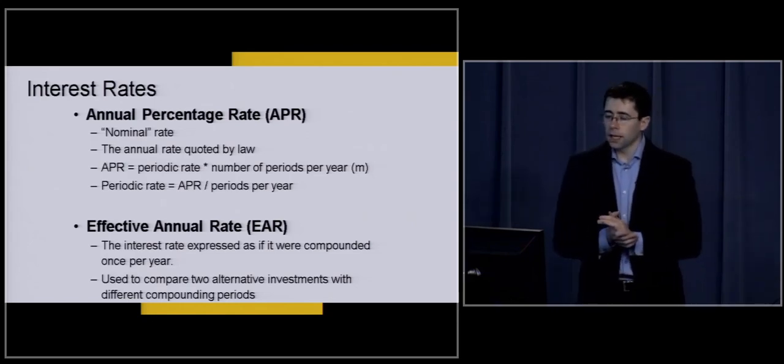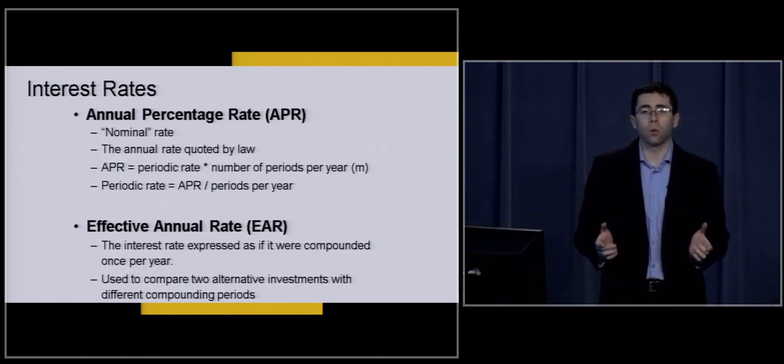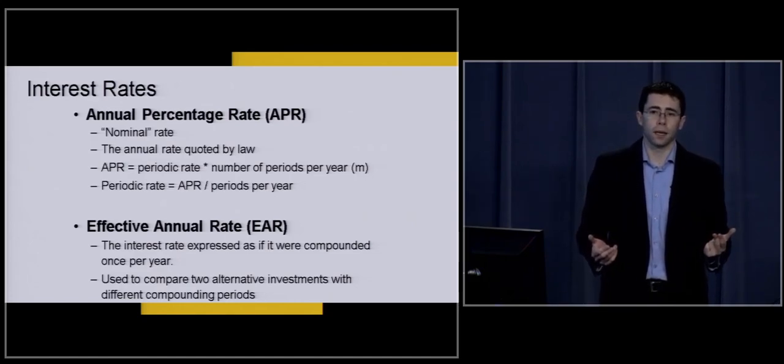Now, the EAR is essentially our way of comparing different APRs. So you might have a case where you go to two different banks to get a loan for, let's say, $10,000. One bank might say, we'll give you a loan with an APR compounding monthly of 13%, and the other bank might offer you a loan with an APR of 14% compounding daily. Which is better? Because they're compounding over different periods, one monthly, one daily, it's hard to know. The EAR is the number that makes those two values comparable.